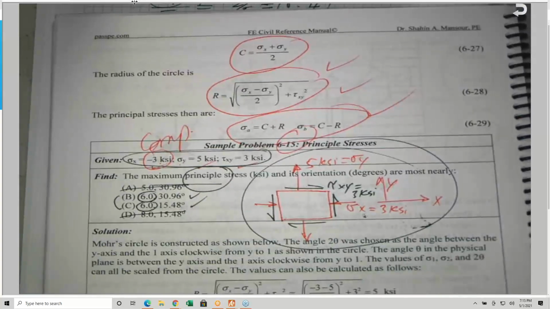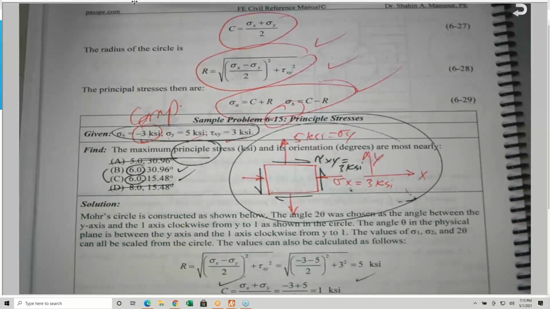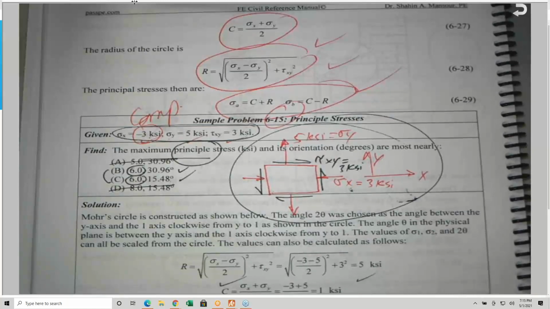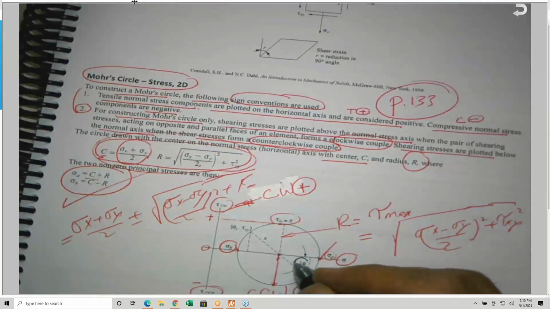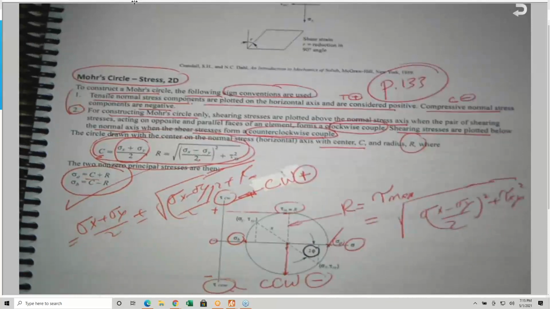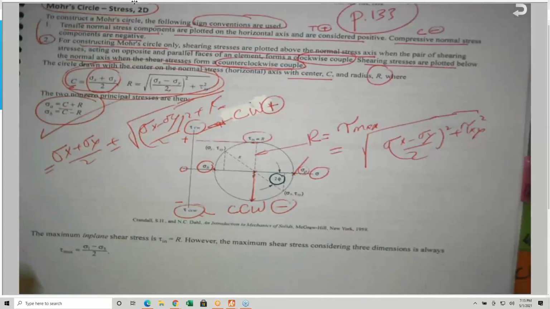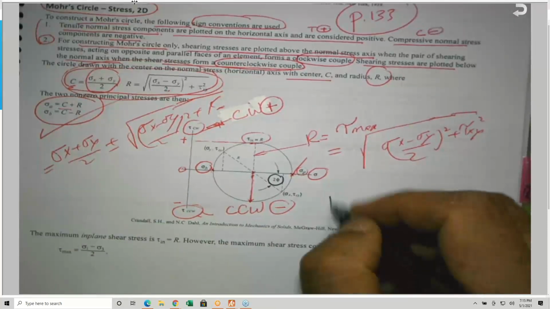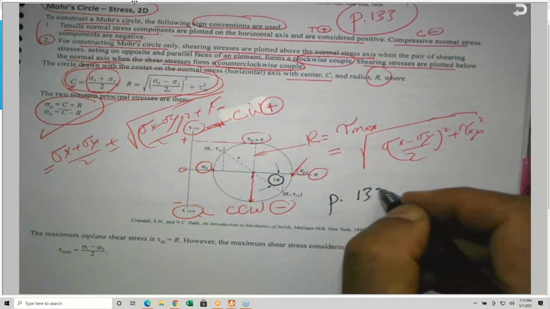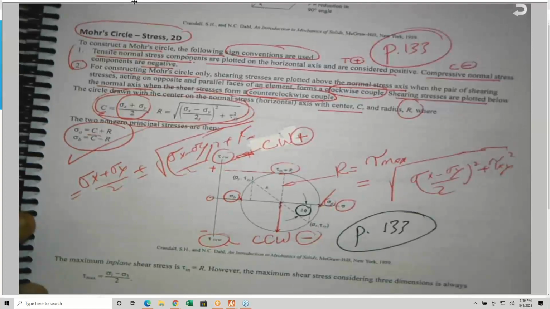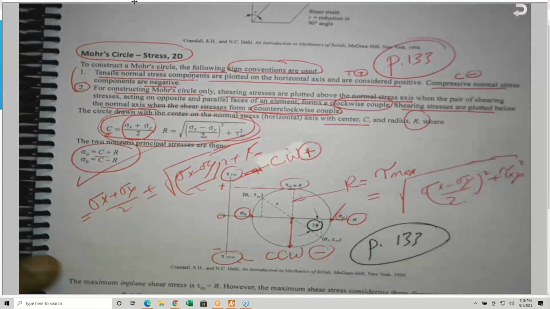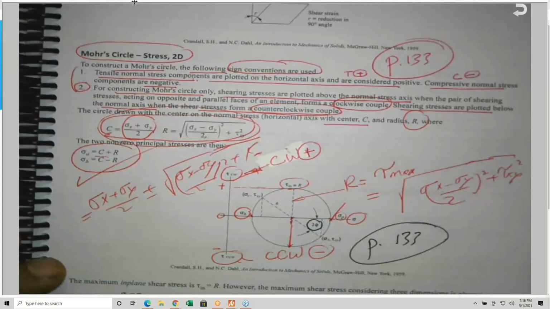Because of the orientation of the principal stresses in Mohr's circle, we take the angle, by the way, this angle is 2 phi. I'm going back again to the NCEES on page 133, which is the same thing. So 2 phi. Or this angle is called, he called it 2 phi.